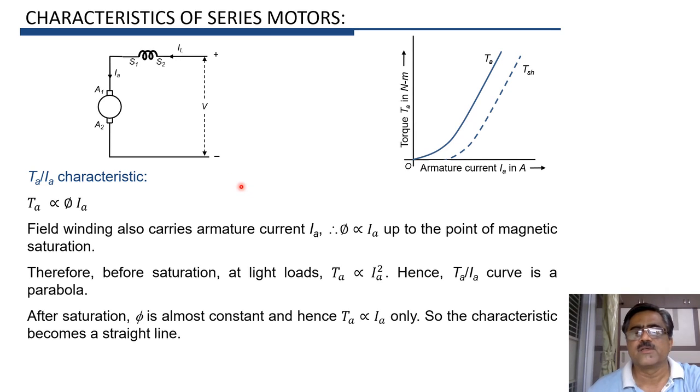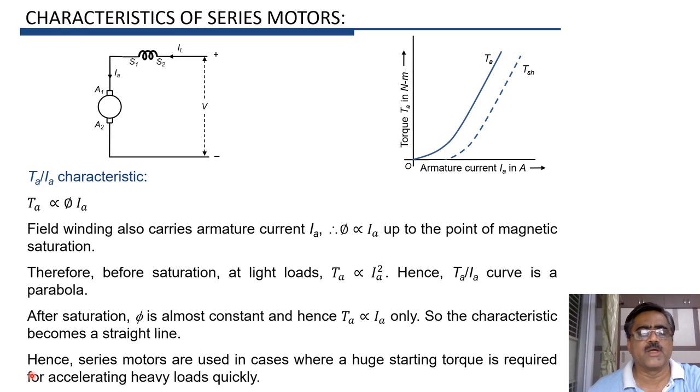In this case, again, the shaft torque TSH is slightly less than armature torque TA. In case of series motor, you can see that the starting torque is high because TA is proportional to Ia square, and therefore series motors are used where a huge starting torque is required for accelerating heavy loads quickly. So whenever high starting torque is required, DC series motor is more suitable.